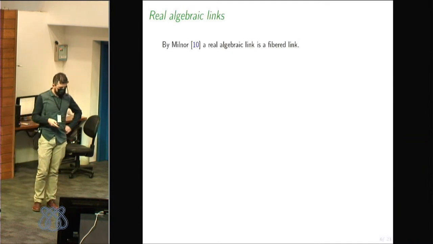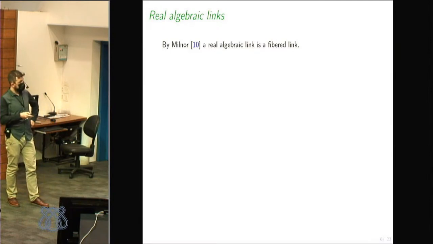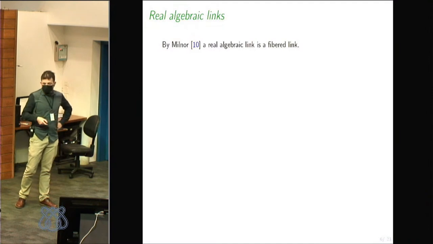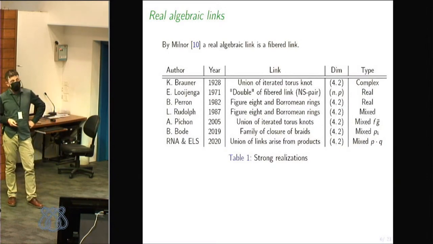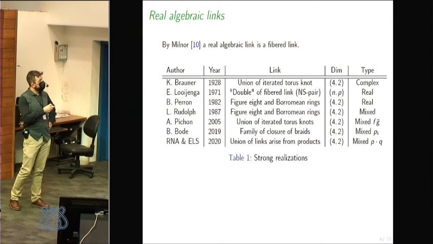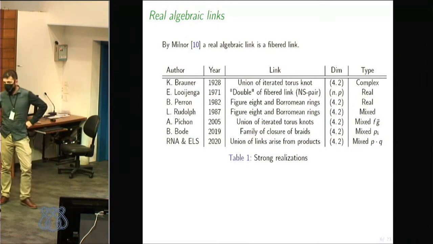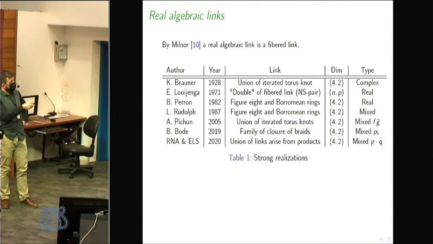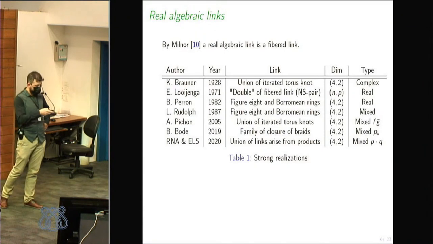Well, we can talk about real algebraic links and their characterization. By Milnor, we can see that real algebraic links are fibre links. That means the complement on the sphere admits a locally trivial fibration, okay? We also have a lot of constructions of real algebraic links. The first construction is related to Perron, that is the union of iterated torus knots, the case of holomorphic plane curves. And we have other topological constructions of real algebraic links by other authors.